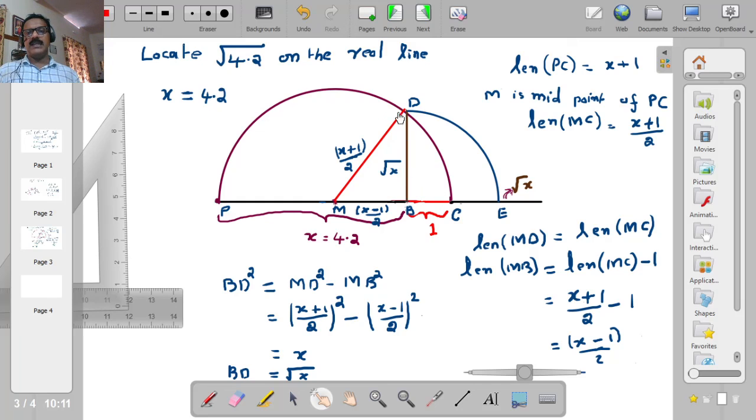BE and BD have the same length, and we know the length of BD is equal to square root of x. So length of BE will also be square root of x. Then what will be this point? This point will be square root of x. This is the origin, and this point will be square root of x. And we have located square root of x on the number line. This is the way in which we locate square root of a real number on the number line.